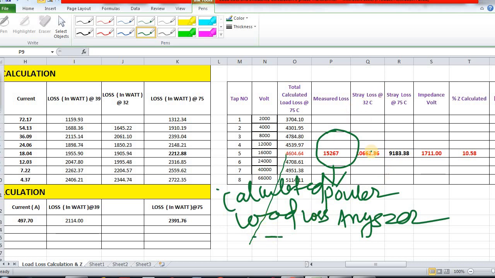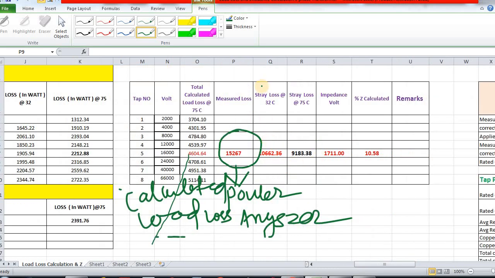Now what is the stray loss? Stray loss will be measured loss minus load loss. Now the stray load loss converted at 75 degrees Celsius is this, and the impedance voltage is this. Now the percentage impedance will be calculated from the impedance voltage, and the calculated value is 10.58%.